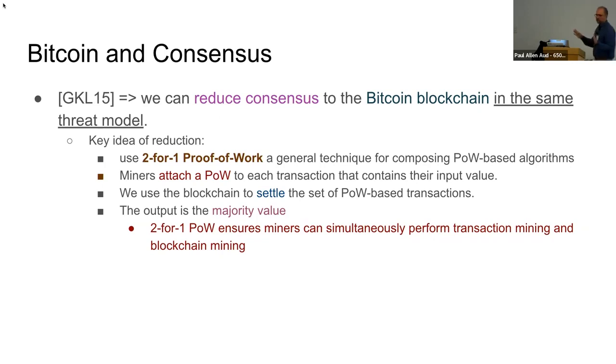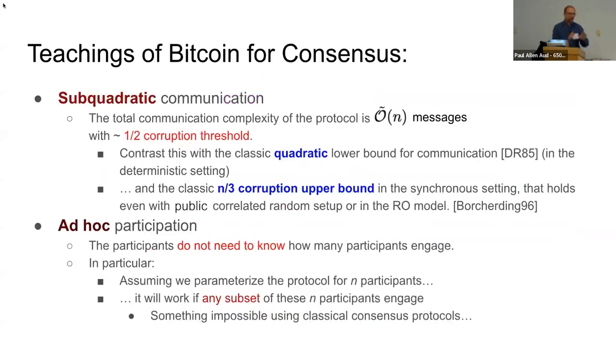This solves the problem. How? We put those in the ledger. We allow the ledger to extend. And now we take the majority of those inputs, and in the binary setting, we have an answer to the consensus problem. So here's how this reduction works.